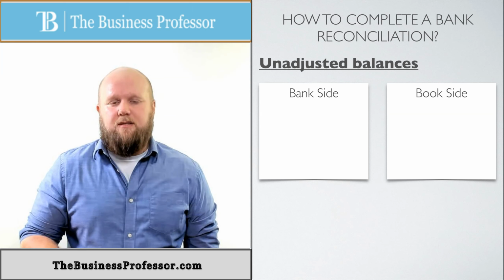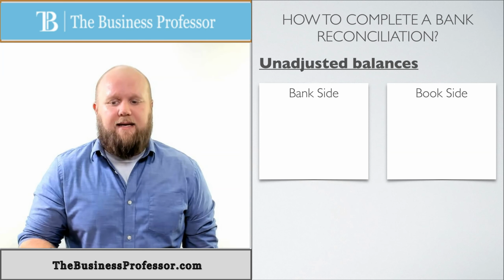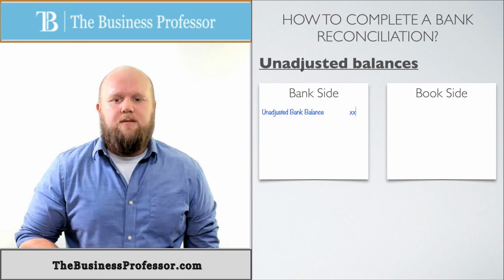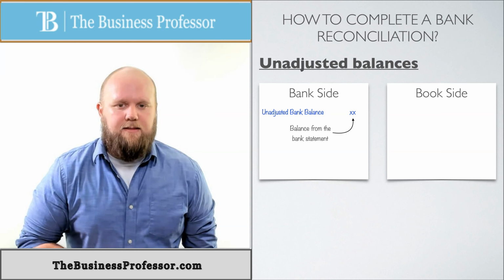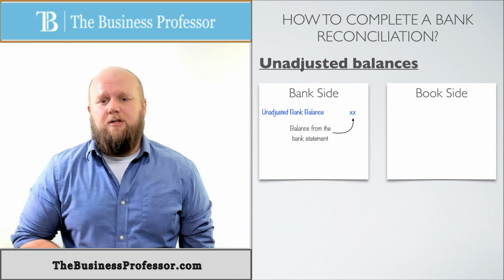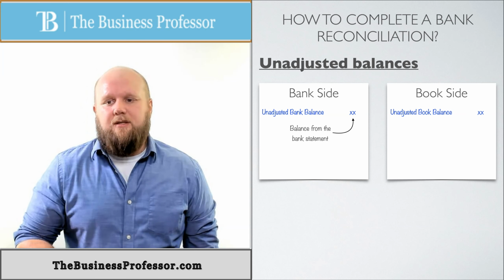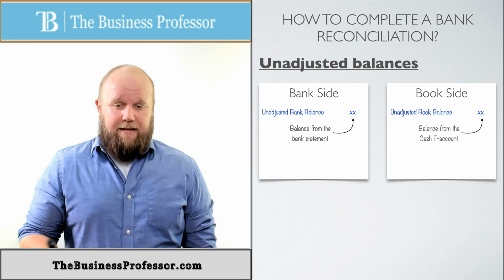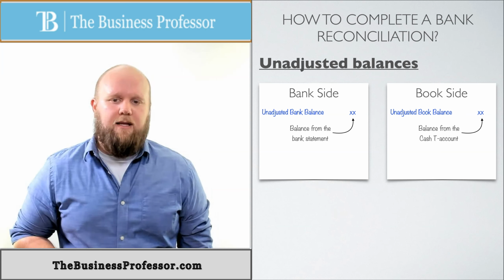The unadjusted balances come from their respective place. The unadjusted bank balance comes from the balance on your bank statement. The book side is going to do the same thing, except it's the unadjusted book balance, which comes from your books, your cash T table. Now, ideally, you would want these to be the same, but rarely are they the same because of what we just talked about in the last video.